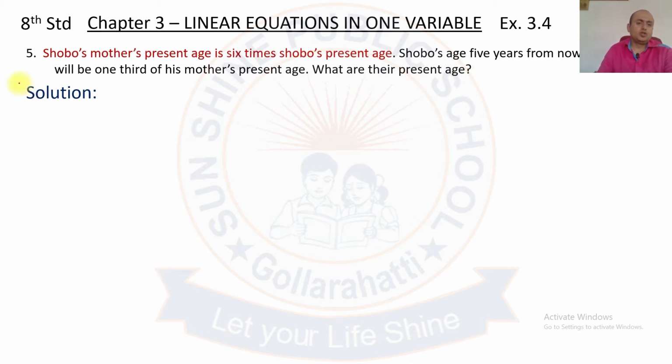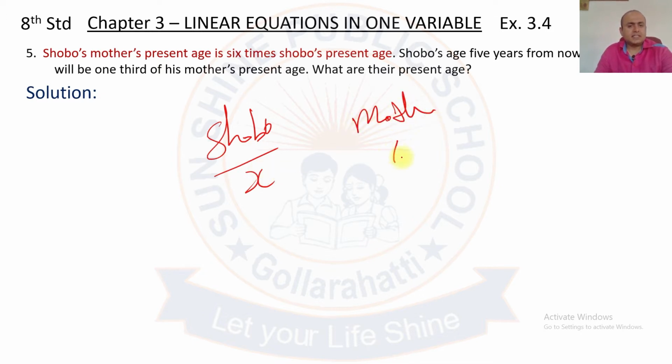So here Shobu's mother's present age is 6 times Shobu's present age. So I'll take the age of Shobu as x, and the mother's age is 6x, that is 6 times the age of Shobu. Shobu's age 5 years from now will be one third of his mother's present age. So Shobu's age 5 years from now is x plus 5.